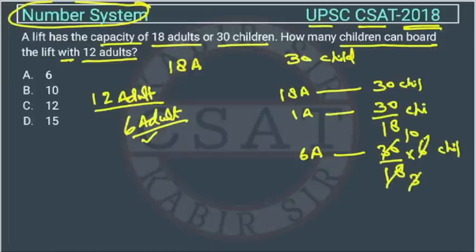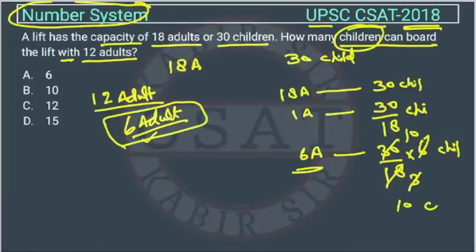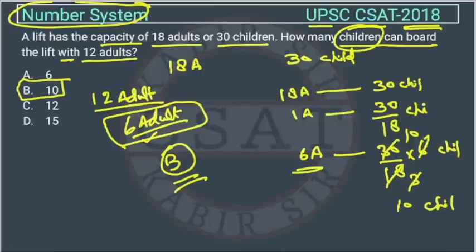So either 6 more adults can come, but he is asking how many children can go, so we are not sending 6 adults, we need children in their place. So 6 adults are equal to 10 children. So how many children can go? 10 children. So the answer is option B. Okay. So the answer of this question is option B.